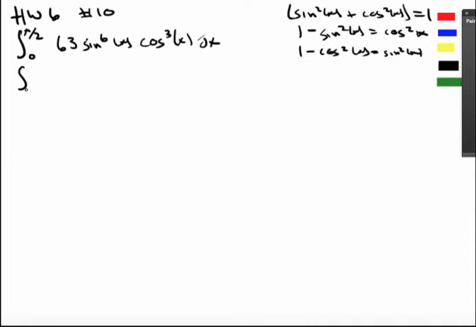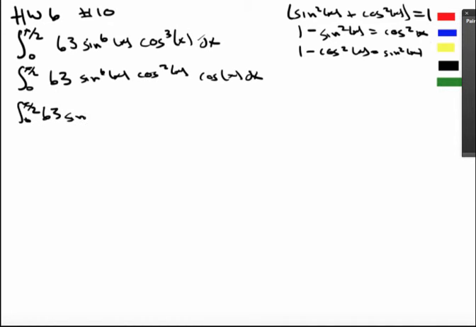So to do that, we go 0 to pi halves 63 sine 6 of x, and then we do cosine squared of x times cosine x dx. This is the same thing, so 0 to pi halves 63 sine 6 x. Now this is 1 minus sine squared of x times cosine of x. So now we have the same types of functions right here. We have sine x, and then we have one cosine x, which we can just substitute out.